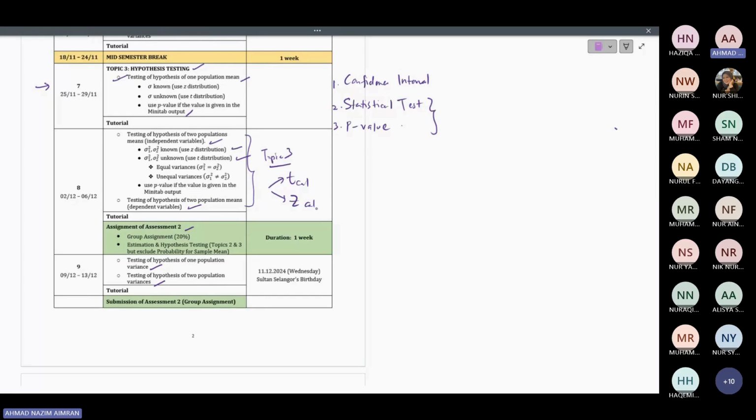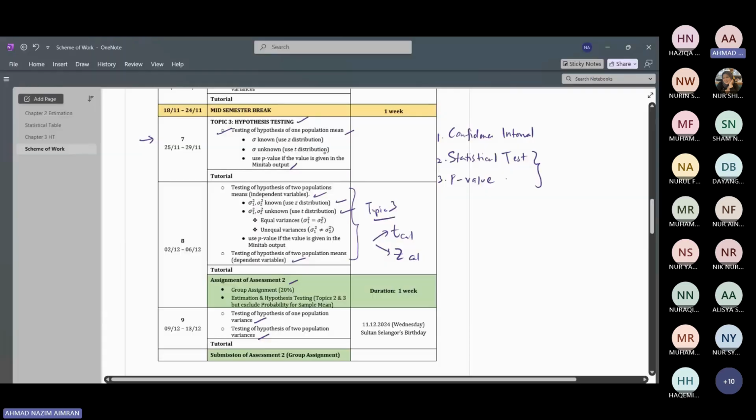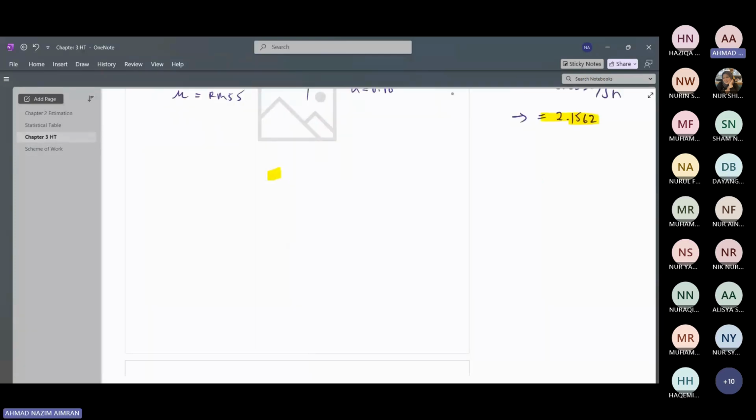Okay, and I think in the last class, we have only one example left for one population mean. We have one example left. Okay, now let's look at our module.